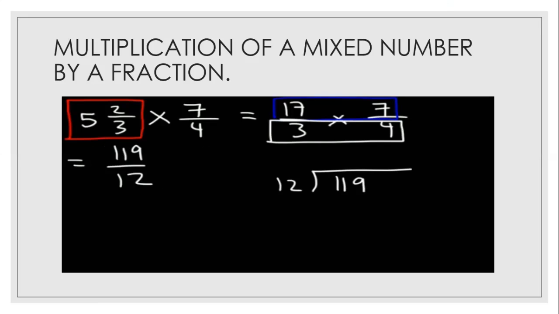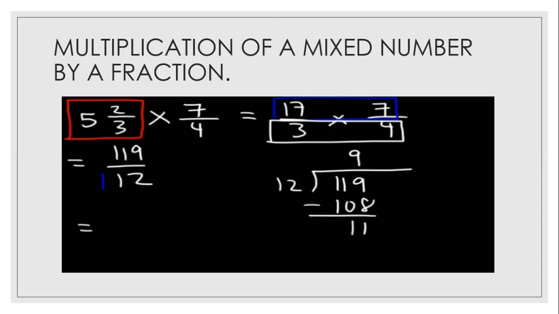12 times 8 is 96. 12 times 9 is 108. 12 times 10 is 120, which exceeds 119, so that's too much. So 12 goes into 119 9 times. 12 times 9 is 108. 119 minus 108, that's 11.